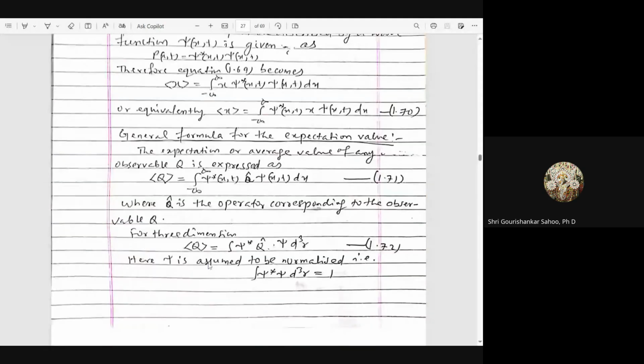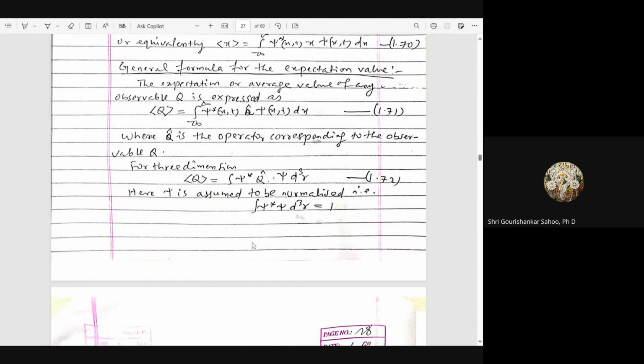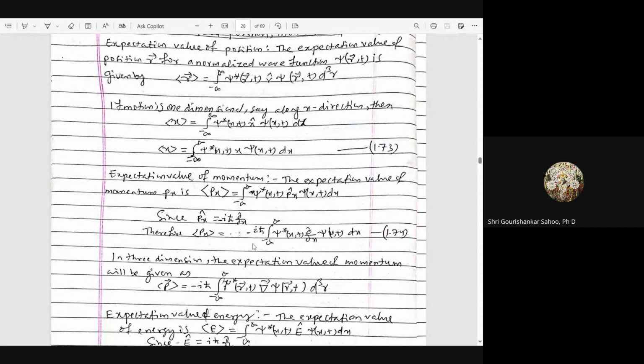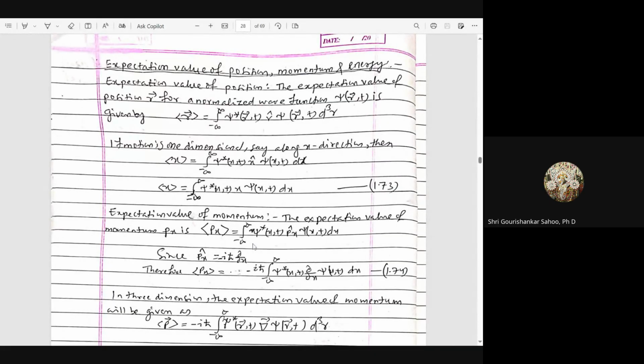Then the expectation value and the formula for how to evaluate it. In general, the formula for the expectation value is shown on the screen. Expectation value of position is the integration from minus infinity to infinity of psi star x psi dx. Expectation value of momentum is minus i h cross integration from minus infinity to infinity of psi star del psi d tau, and for one dimension, minus i h cross integration from minus infinity to infinity of psi star del by del x psi dx.